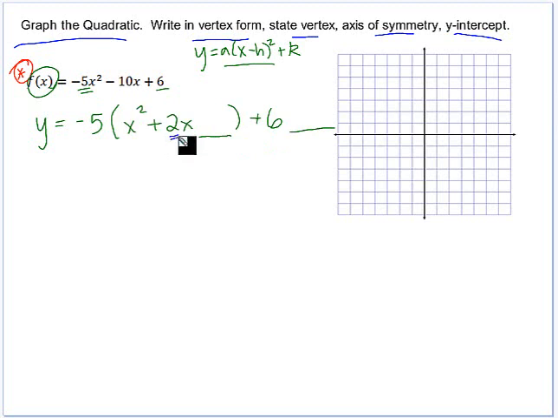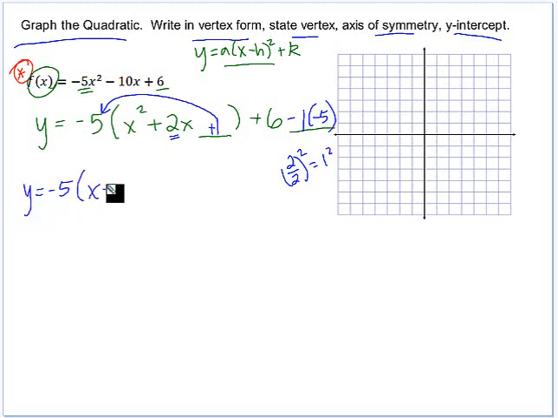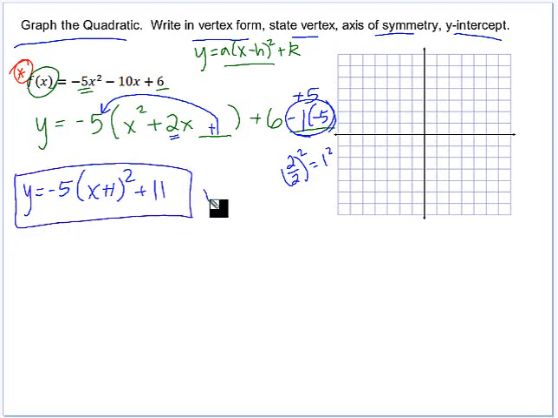So in this case, this value here is 2. So we're going to do 2 divided by 2 and square it. So this would be 1 squared, or 1. To keep the equation the same, we will subtract 1 and multiply it by negative 5. So then we are left with y equals negative 5 in parentheses (x plus 1) squared. Negative 1 times negative 5 is a positive 5. 6 plus 5 is 11. So this is our vertex form.